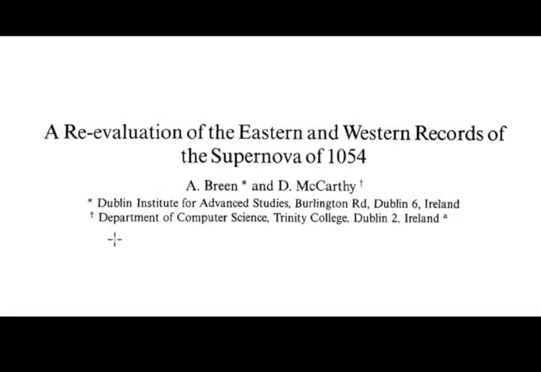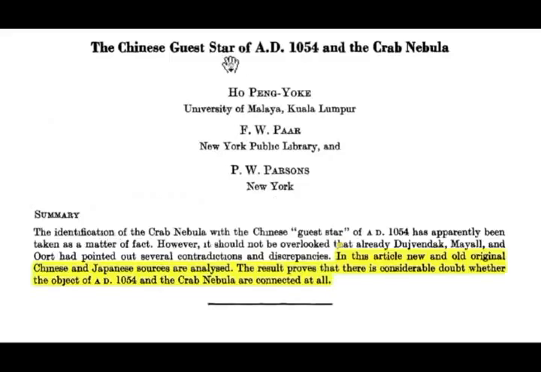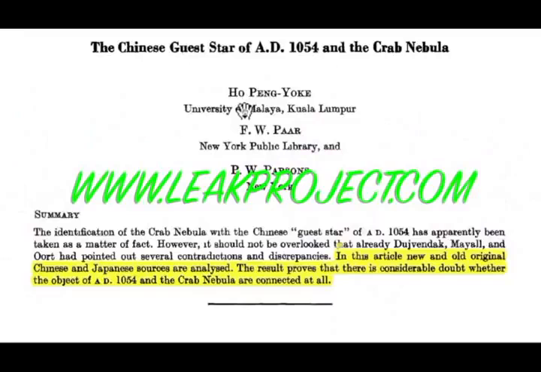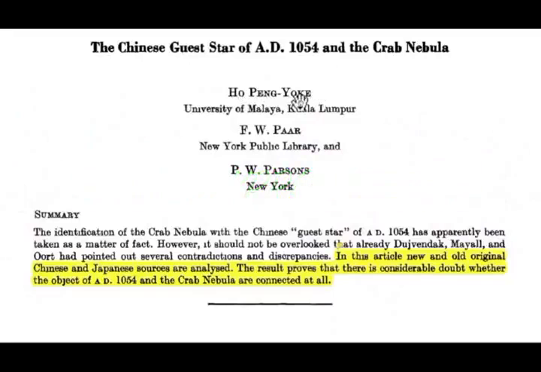This is the one that I was able to plot, and it's called the Reevaluation of Eastern Western Records of Supernova of 1054 from the Dublin Institute of Advanced Studies. Then there's this one right here, the Chinese guest star. This is what the Chinese called it. They also called it a fiery dragon, you see, of old, but it's called a guest star. And the Crab Nebula by Ho Ping Yang, out of the New York Public Library. This article came before the other one, but they're almost identical.